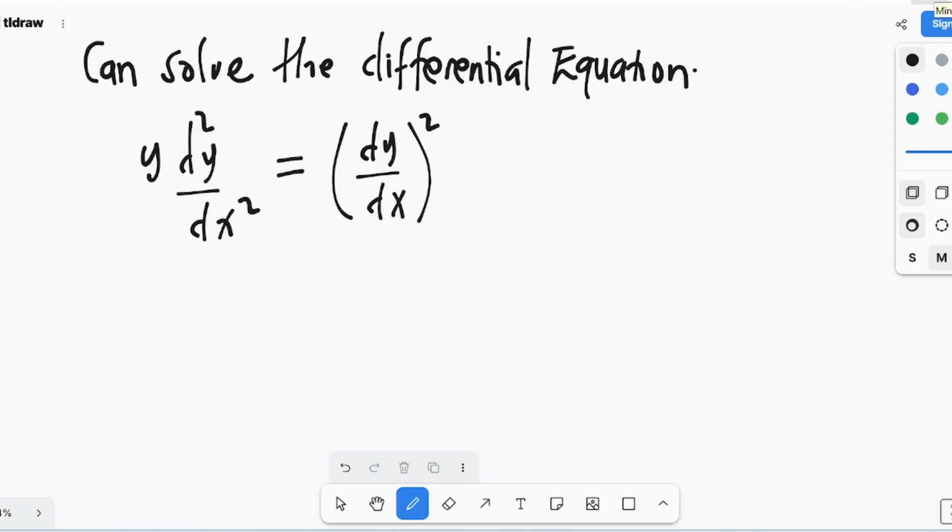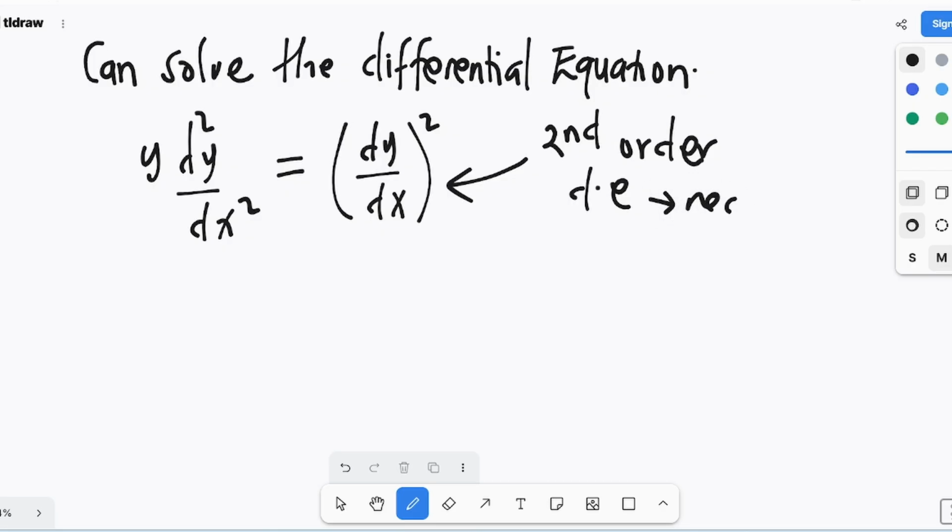In this video, we are going to solve a differential equation of the form y times the second derivative is equal to the first derivative squared. Such a DE is always categorized as a second order differential equation, and it takes on the method called reducible to first order. So it can be reduced to a first order differential equation.